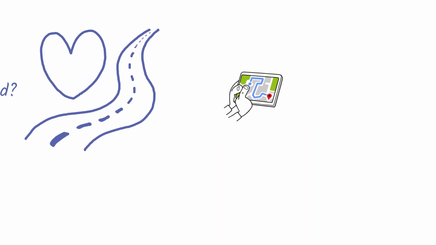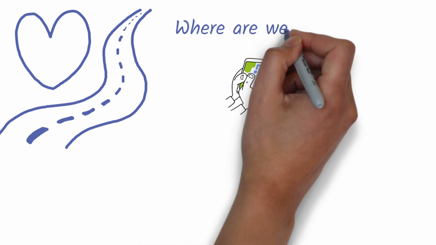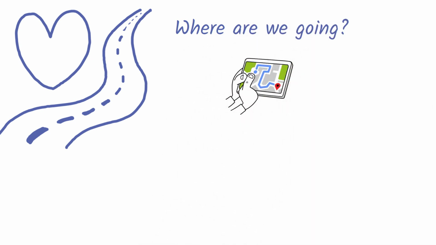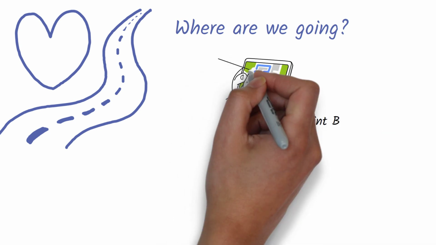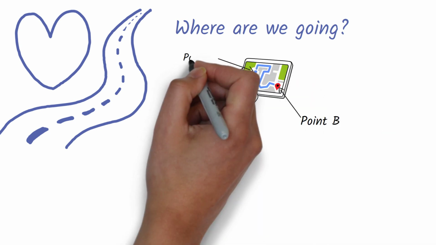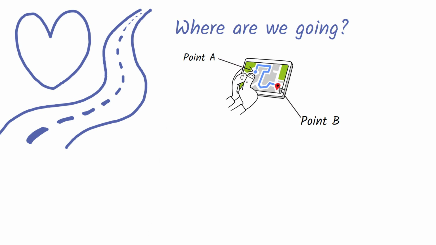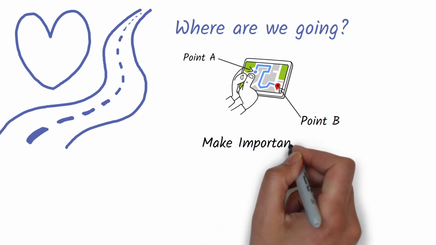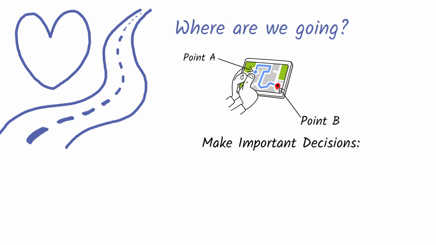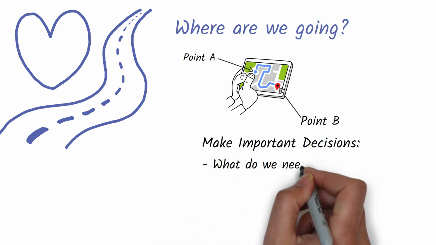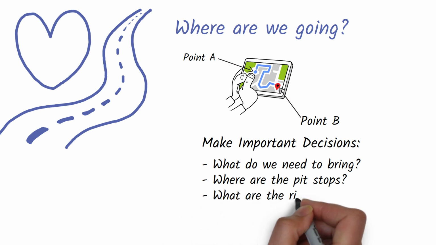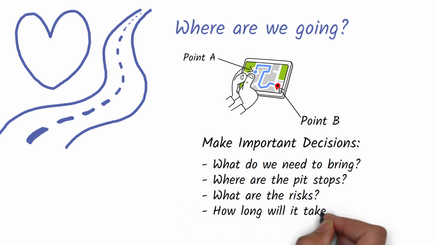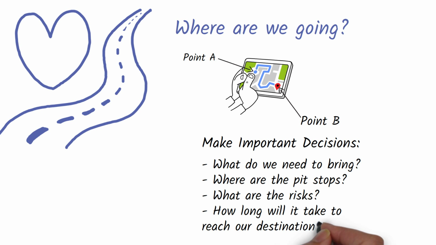Before we embark on our journey, we need to know where we're going, the final destination of our trip. Let's call this point B. We also need to know where we're starting from. Let's call this point A. Once we know these 2 points, we need to make decisions about how we're going to get from point A to point B, like what we need to bring, where we'll make pit stops, what risk we need to mitigate, and how long it will take to reach our destination. That's essentially what a strategy is.